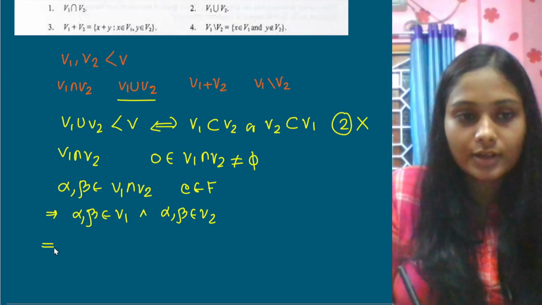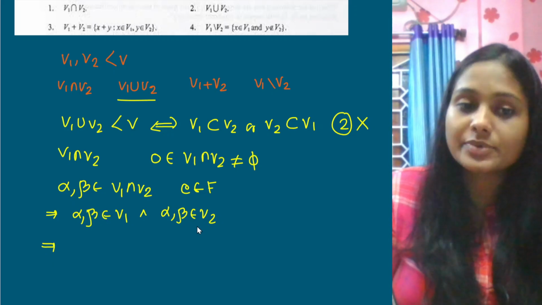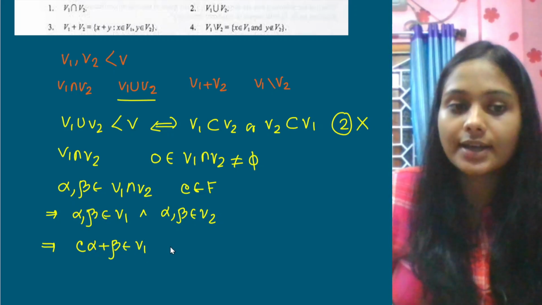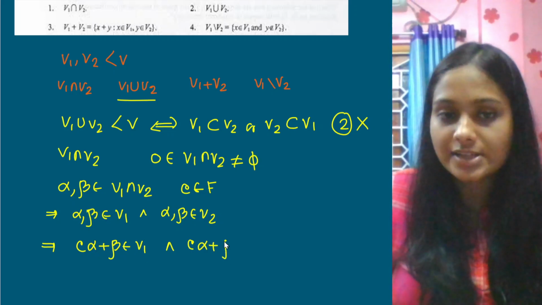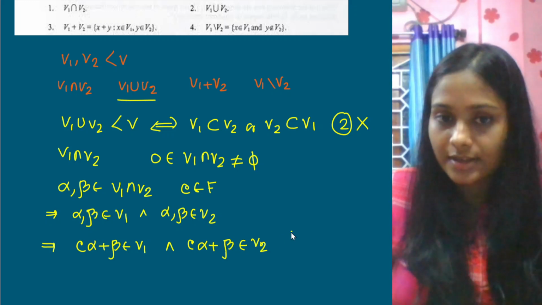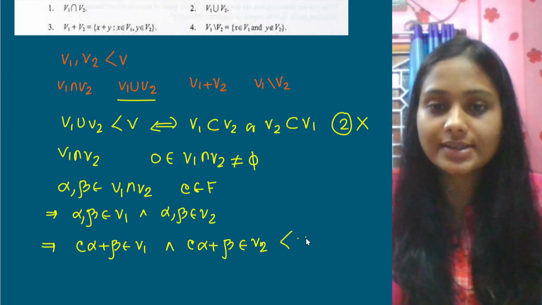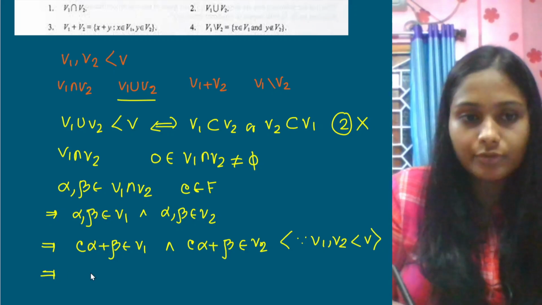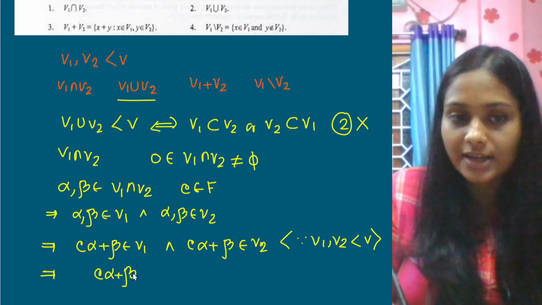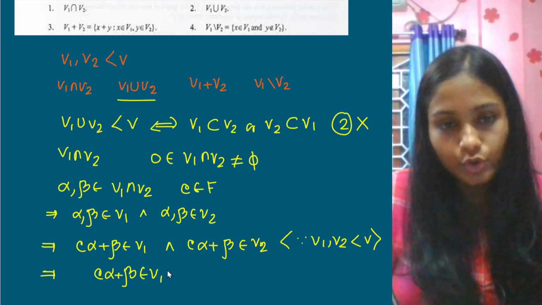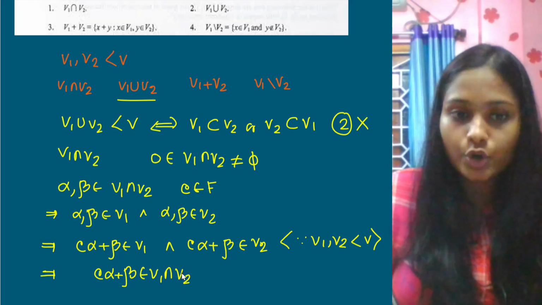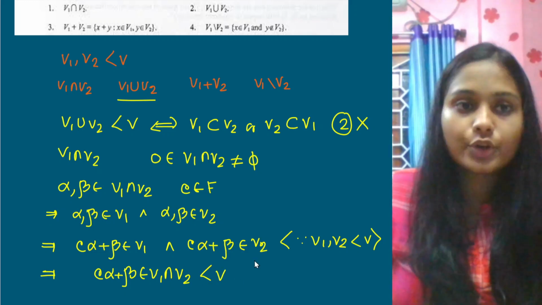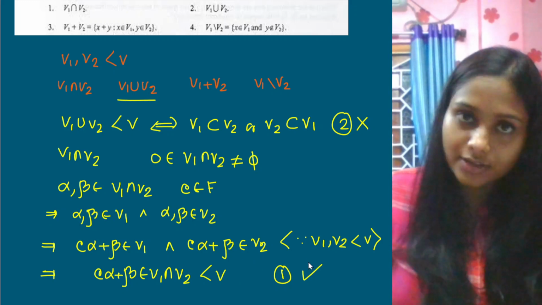Okay. Now since V1 and V2 are subspaces of V, we can conclude C alpha plus beta belongs to V1 and C alpha plus beta belongs to V2. What is the reason for this? The reason is V1 and V2 are subspaces of V. So from here we can say that C alpha plus beta belongs to both V1 and V2. So this belongs to V1 intersection V2. So V1 intersection V2 must be a subspace of V. So option 1 is the correct option.